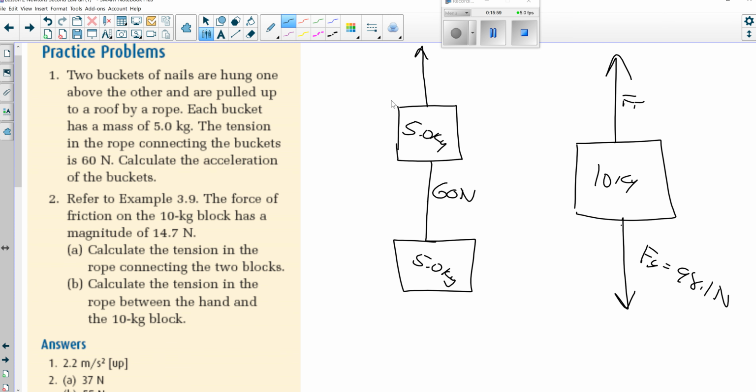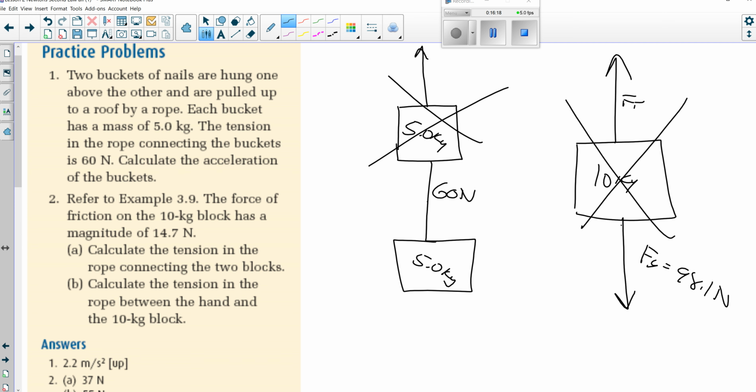But I can figure it out, right? It's gravity, so I can figure it out. So I don't have enough information to do this question as a system. I don't have enough information to solve this using the top bucket, but I can use it solving the bottom bucket, because it's the only one I have two forces for.